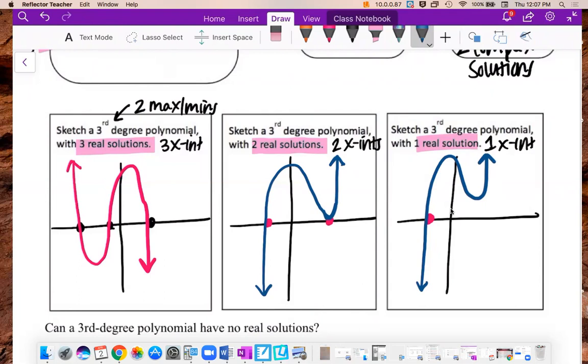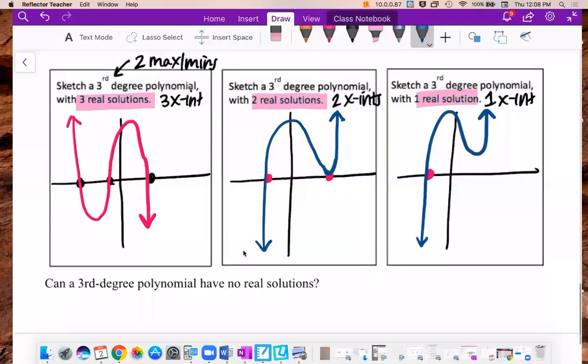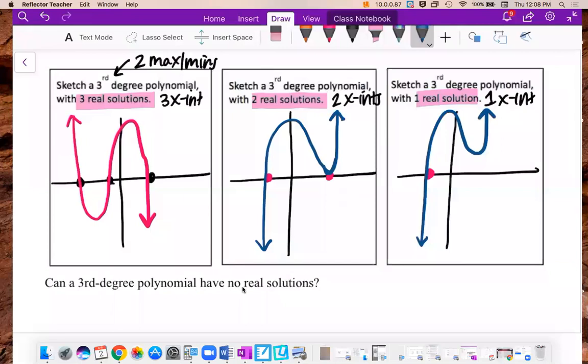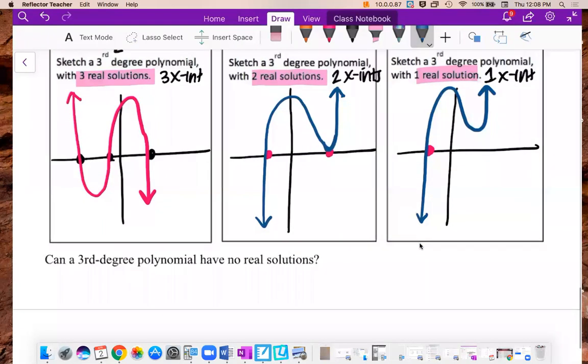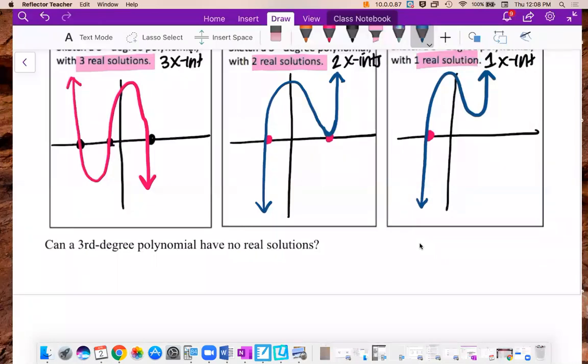So here's the one question that I want you guys to think about for a second. It says, can a 3rd degree polynomial have no real solution? So is it possible for any of these graphs to never touch or cross the x-axis? Now, the only way that that's possible is if we're taking this part of our graph and shifting it up. If we continue to shift this up, this end of my graph is going to continuously go down forever and ever. So even if I shift this graph up, this part of my graph is eventually going to touch the x-axis and cross through it. So this is not possible.